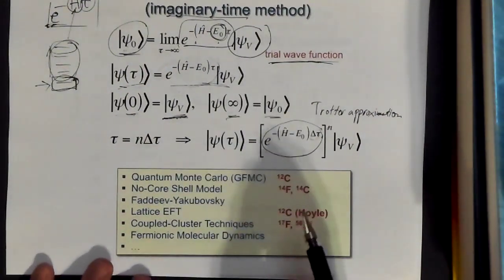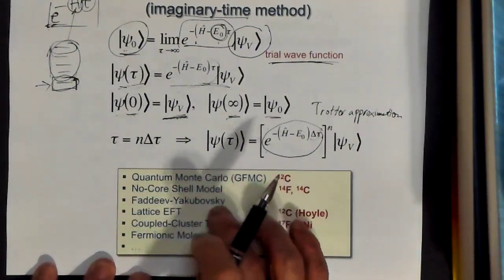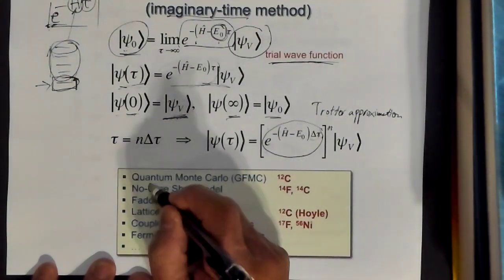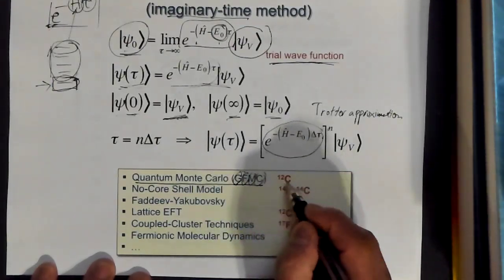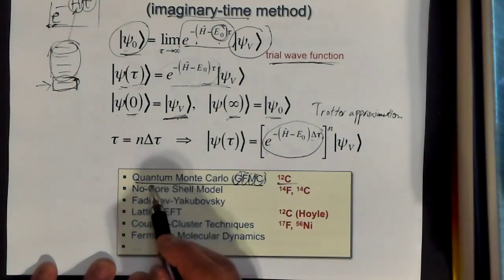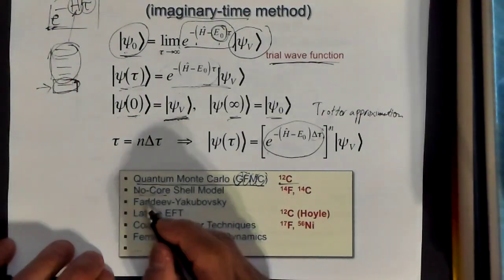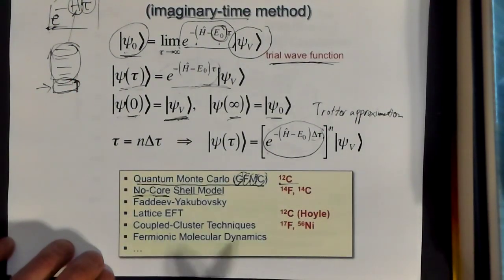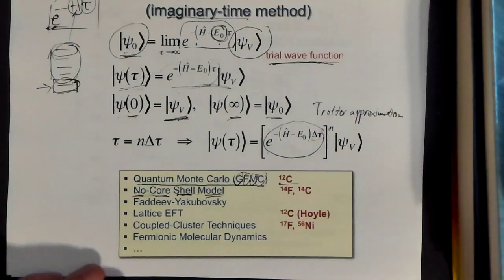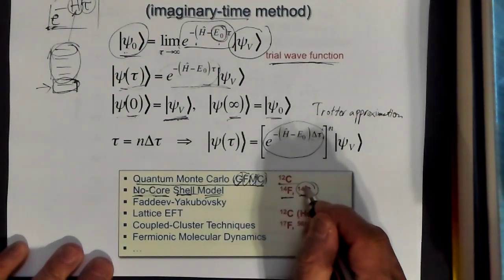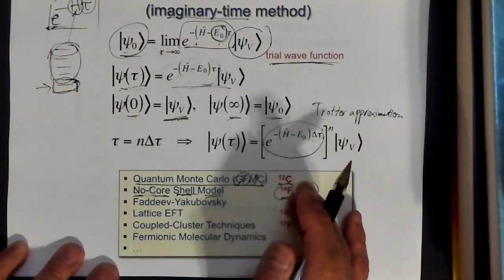So there are various methods based on this approach. This is a list of different approaches. We just talked about quantum Monte Carlo, also called Green's function Monte Carlo, and they've done calculations, for example, of carbon 12. Then there's another method that we will talk a little more about, the no-core shell model I discussed. That's where you do the shell model and you allow all the nucleons to be part of the game. You don't make any approximations, and they've done calculations, for example, of carbon 14, fluorine 14, as well as all the other light nuclei.